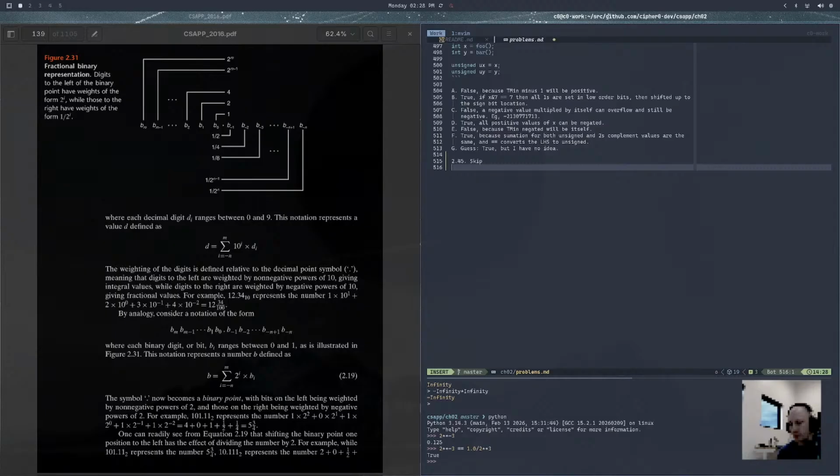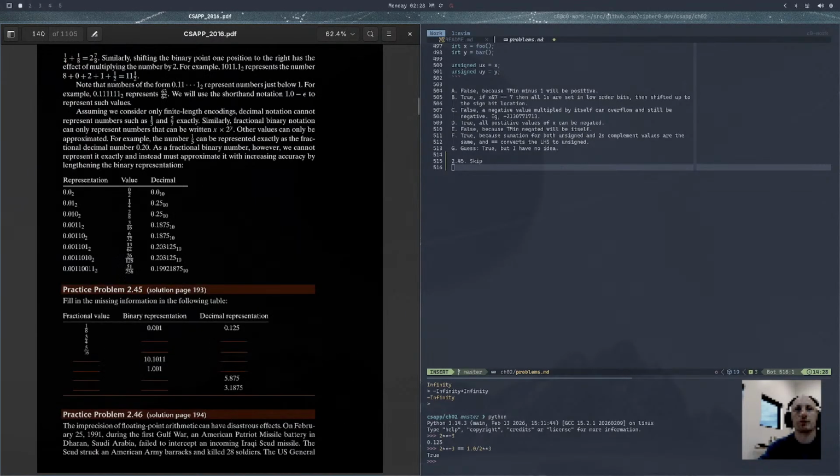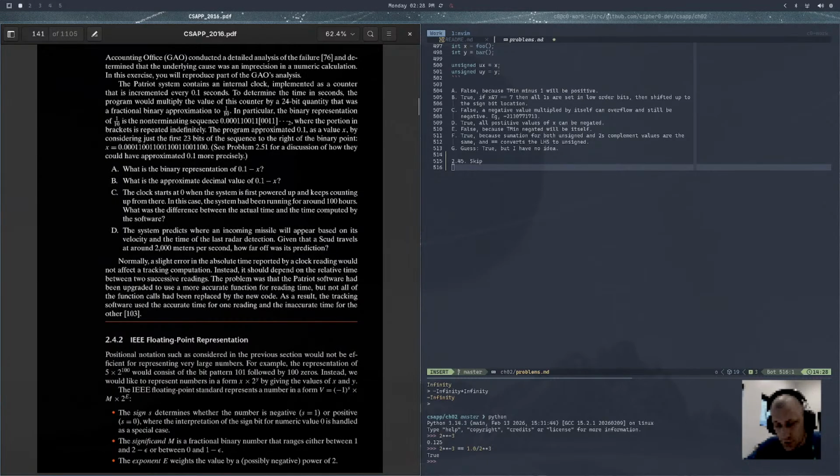Practice problem 2.46. The imprecision of floating point arithmetic can have disastrous effects. On February 25th, 1991, during the first Gulf War, an American Patriot missile battery in Dhahran, Saudi Arabia, failed to intercept an incoming Iraqi Scud missile. The Scud struck an American Army barracks and killed 28 soldiers. The U.S. General Accounting Office, the GAO, conducted a detailed analysis of the failure.